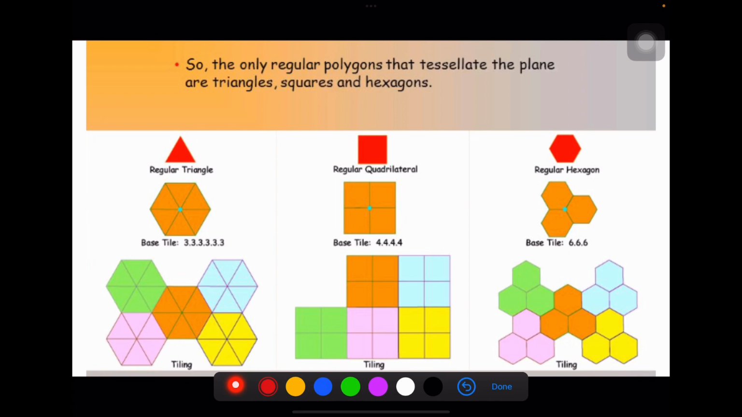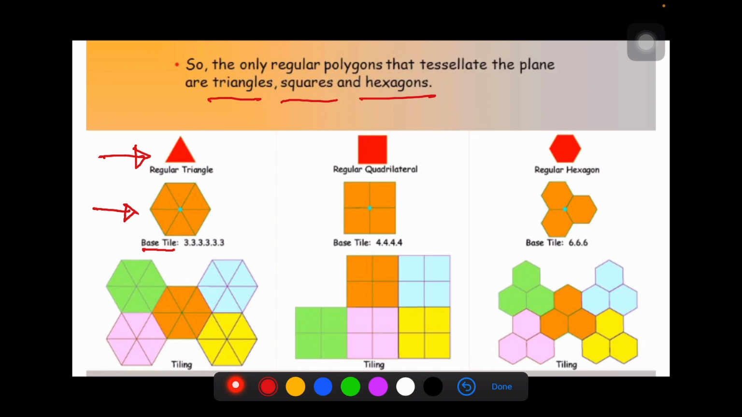Alright, so the only regular polygons that tessellate the plane are triangles, squares, and hexagons. So let's look at the first one over here, which is the regular triangle or equilateral triangle. So you can put them together like this. Okay, and the base tile or the name is 3.3.3.3.3.3. Okay, we will look at how to name a tessellation pattern later.